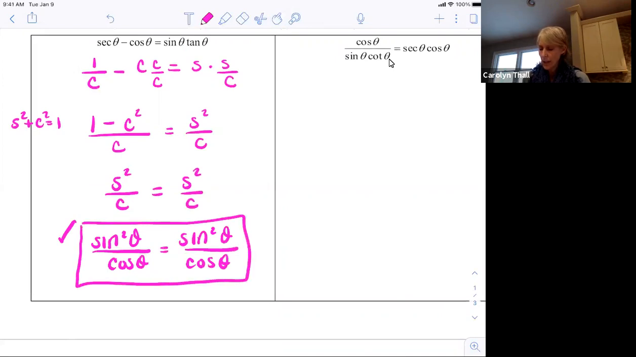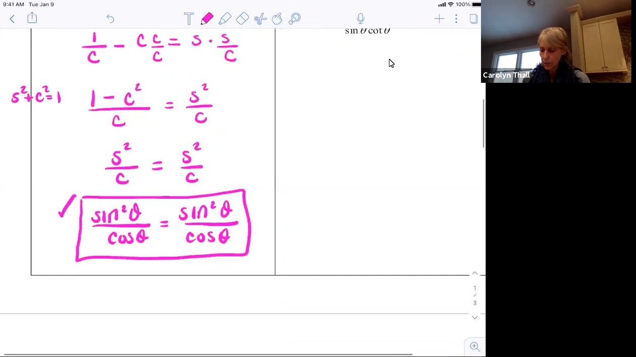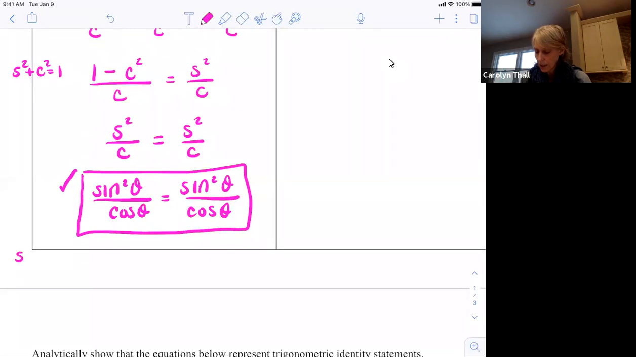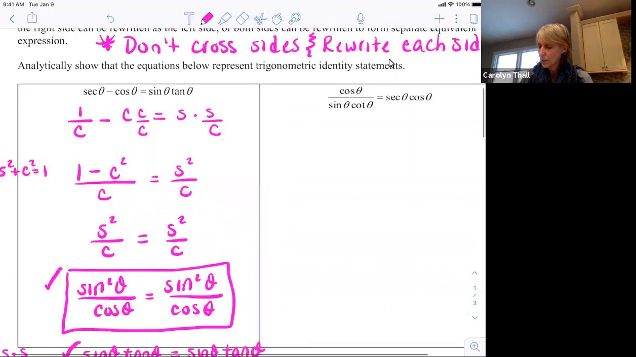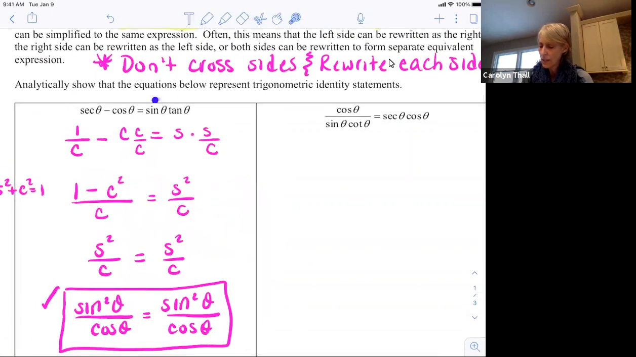Now, there are other ways to represent this answer, because I know sine squared is really sine times sine over cosine. So I could have sine theta times tangent theta equals, and again, sine theta times tangent theta. And that matches as well. In that case, we could have actually left this alone until we got it to match.